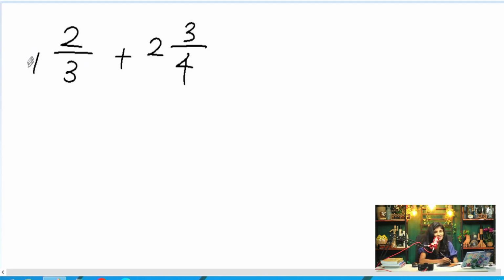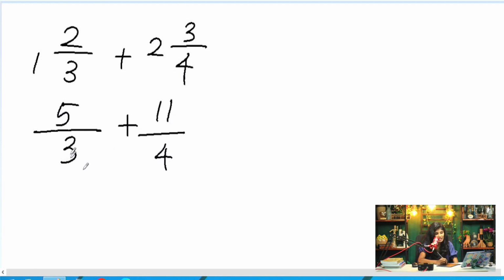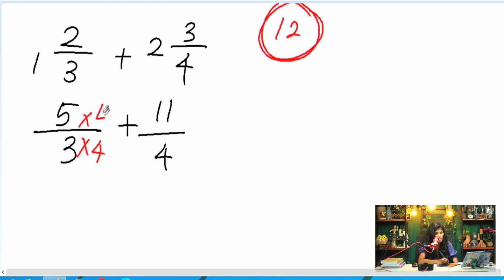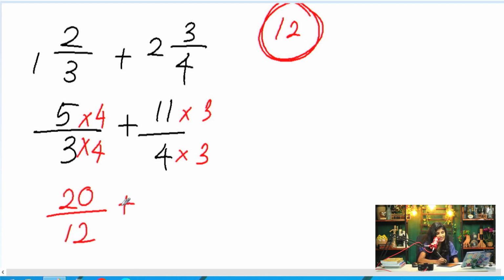3 times 1 is 3. 3 plus 2 is 5/3. Plus 4 times 2 is 8. 8 plus 3, 11/4. Now I don't have a common denominator. So the common denominator I am going to make is 12. So let's make 12. Multiply by 4 and here multiply by 3. 4 times 5 is 20/12 plus 11 times 3 is 33/12.